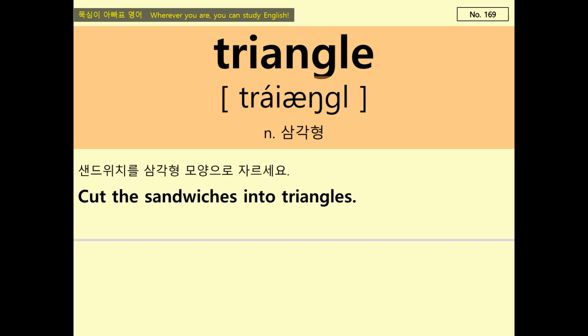Triangle. 삼각형. 샌드위치를 삼각형 모양으로 자르세요. Cut the sandwiches into triangles.